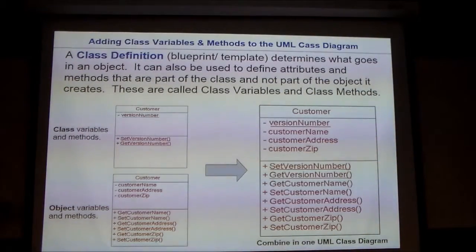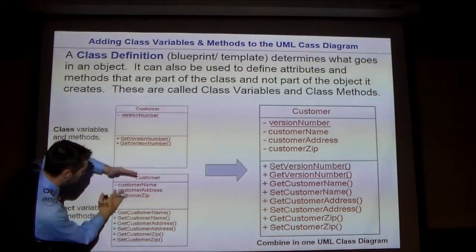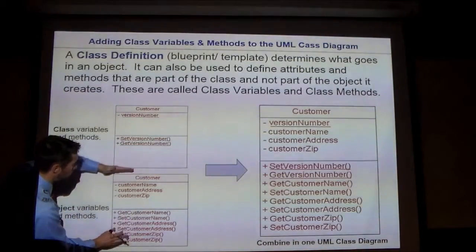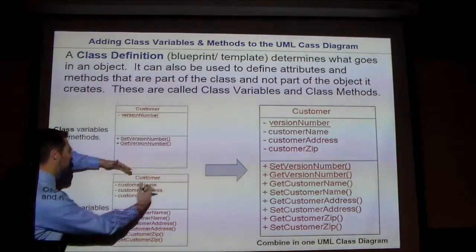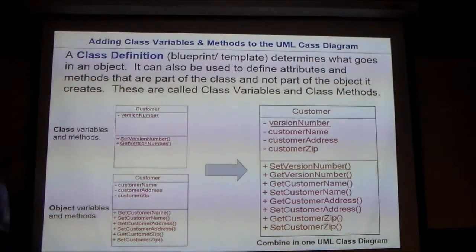Whereas this block right here, this is just customer. You have to get access to any of the stuff in here because there's nothing underlined. You have to use the notation customer, use a variable equals new customer, and then you can operate on it.